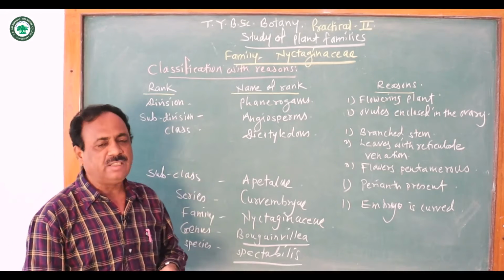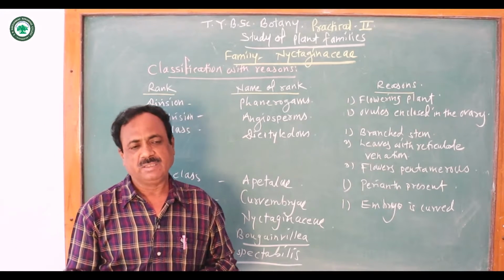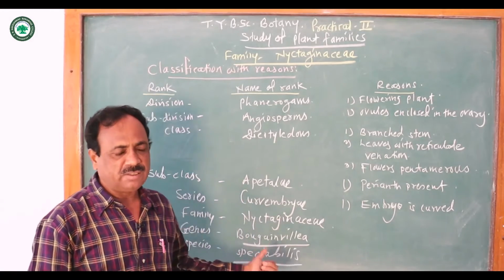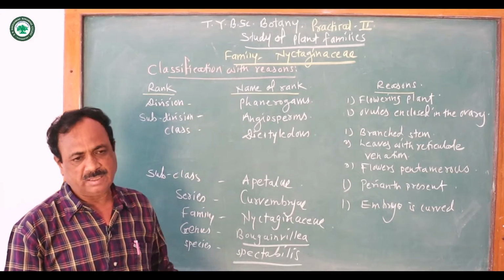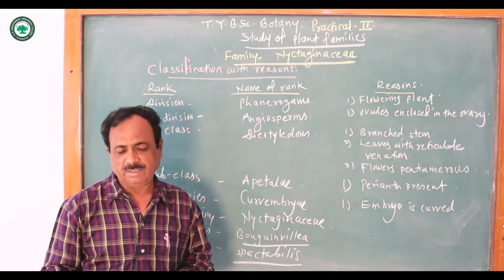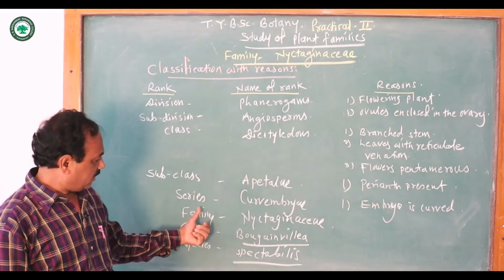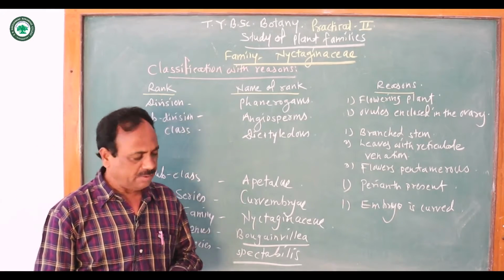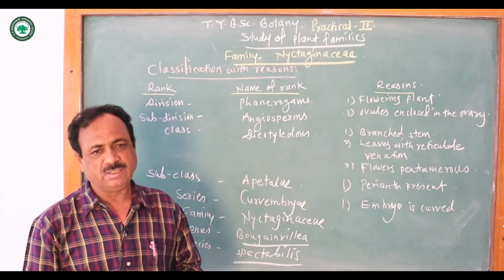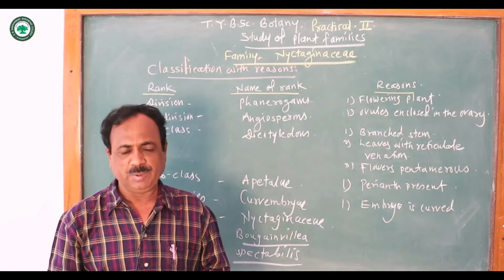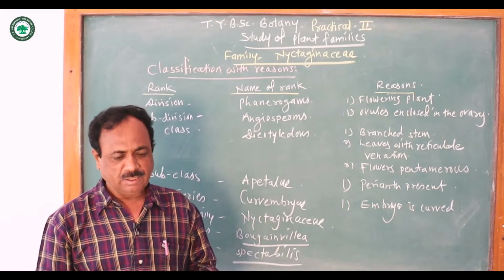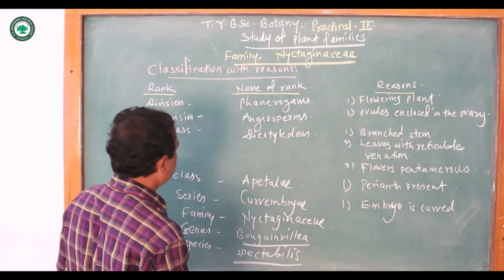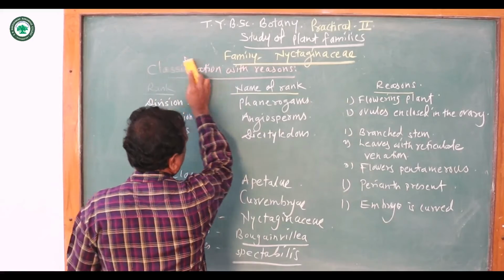After this subclass, the series, that is Curvembryeae, its reason is the embryo is curved. Series, they are not divided into the order in the subclass Apetalae. So series, they are directly divided into the families. So here family Nyctaginaceae, and the genus is Bougainvillea and species is spectabilis. So this is about the classification with reasons of this family Nyctaginaceae.